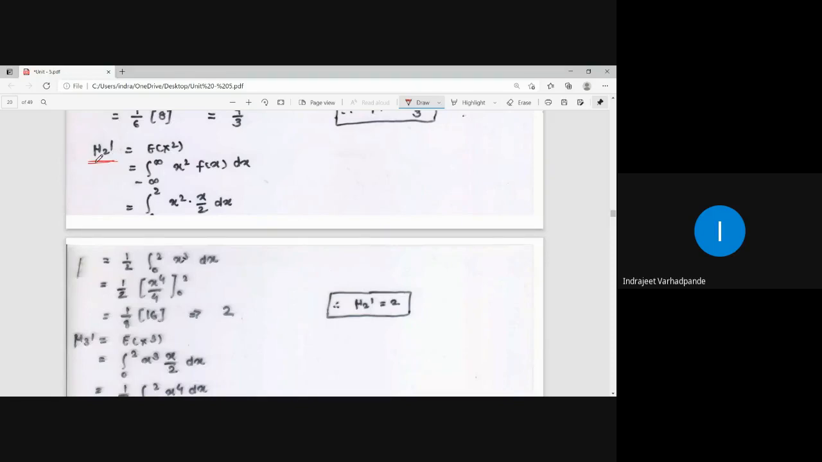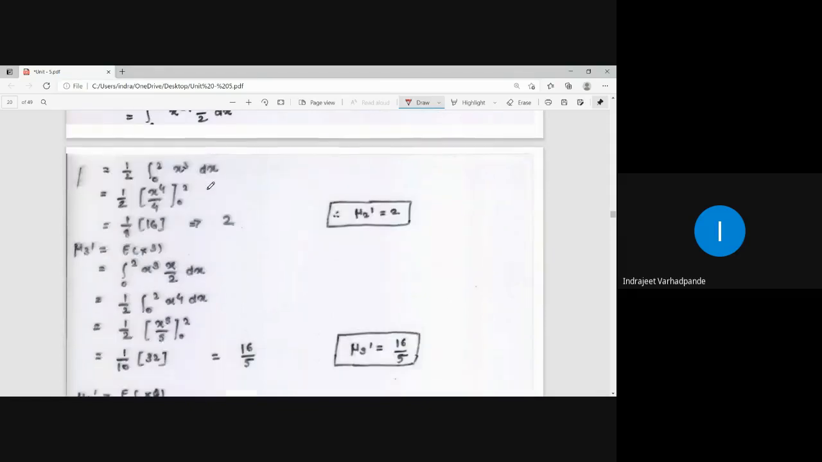Expectation of x square will be the second moment about origin, that is mu2 dash. X square into x will become x cube. Integration of x cube is x square by 4. And what is the answer after putting the limit? You are getting it as 2.